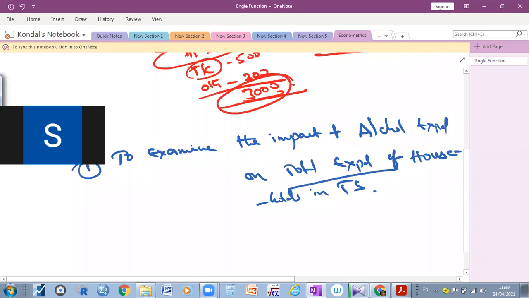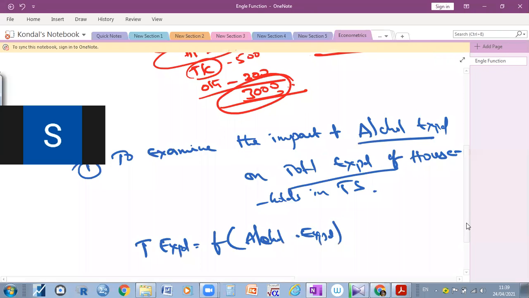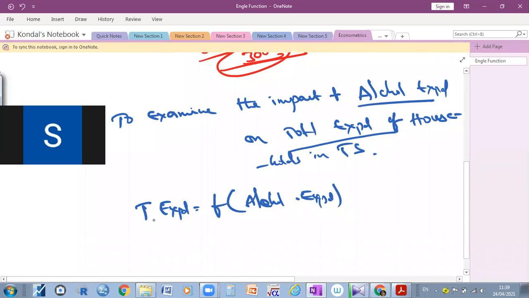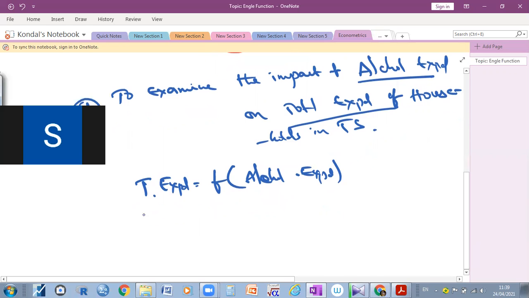Here the total expenditure is the dependent variable, and the alcohol expenditure is the independent variable. Because when your alcohol expenditure increases, the total expenditure also increases. But when you increase the total expenditure, it cannot increase the alcohol expenditure. You need to understand the cause and effect relationship: which is cause, which is effect, which is the dependent variable, which is the independent variable. So this is the Engel function. Have you understood? Please let me know.